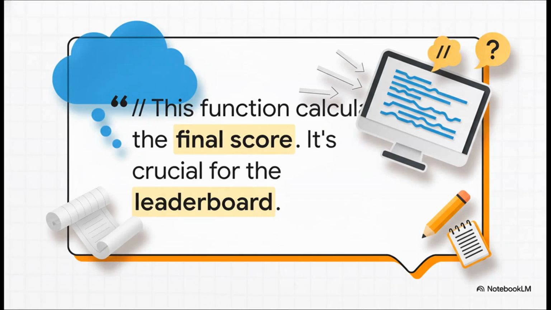And here's a perfect example of a comment. See those two forward slashes? That tells the computer, hey, just ignore everything after this on this line. But for a human reading it, that little note is gold. It explains the why behind the code, not just the what.